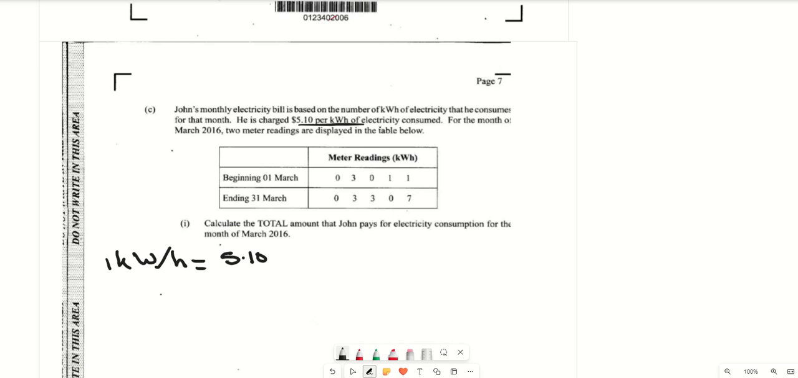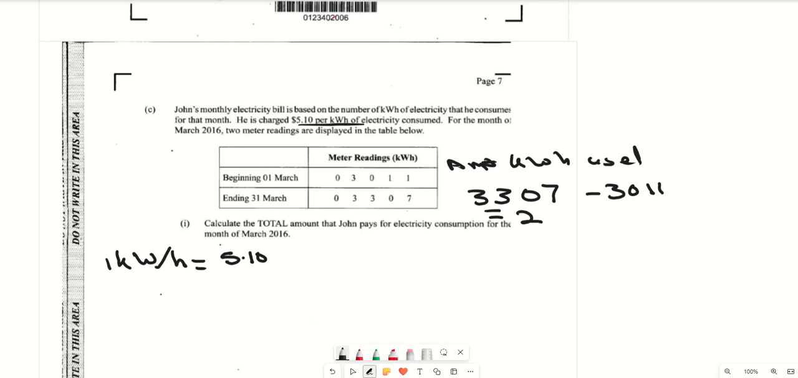So let's find out the amount of kilowatts used. It would be 3307 minus 3011. That would tell you how much kilowatts it was, right? So 3307 minus 3011. Right, so you know the amount of kilowatts being used is 296.